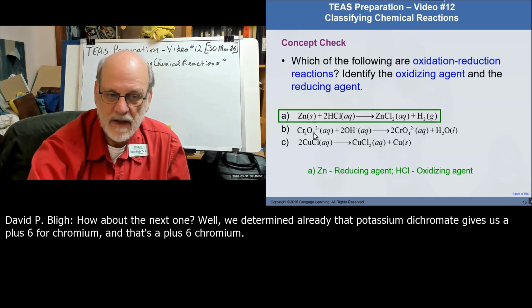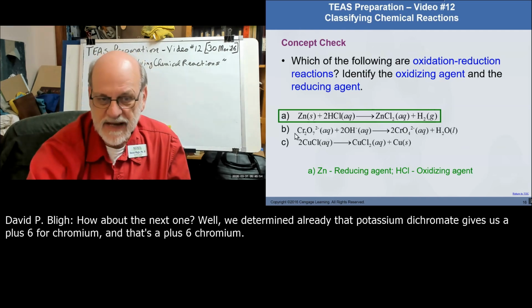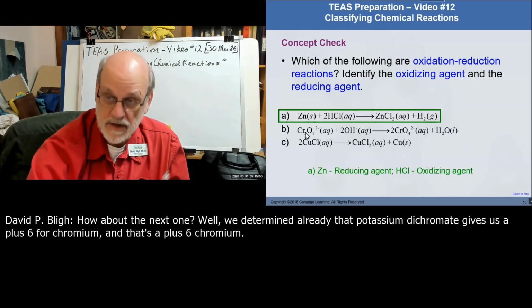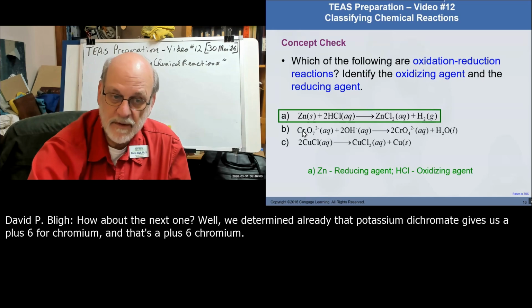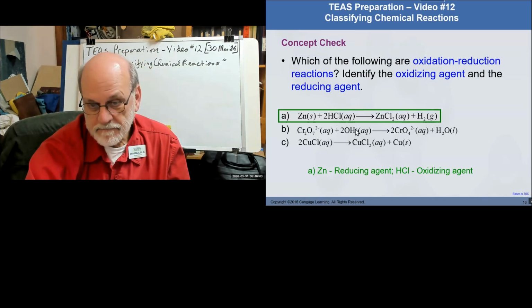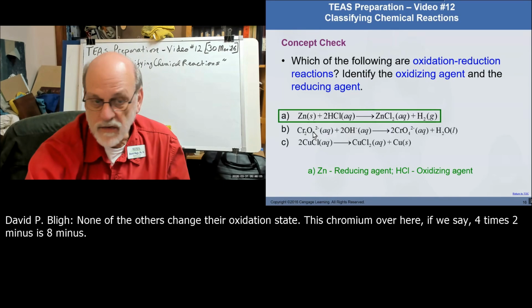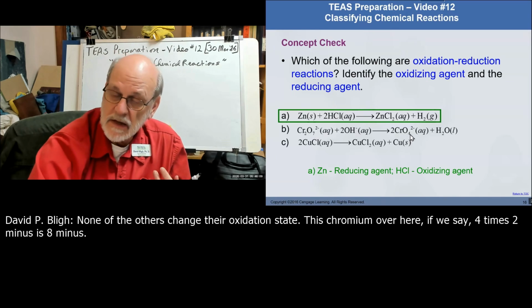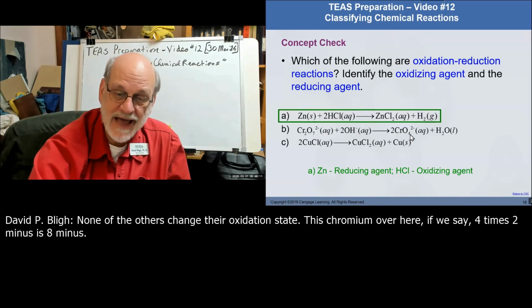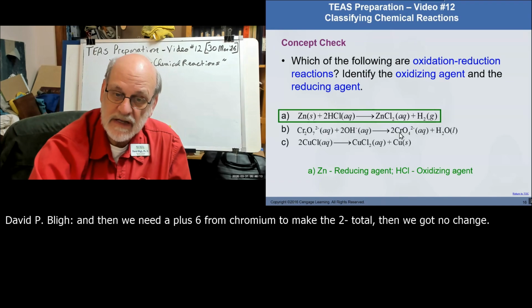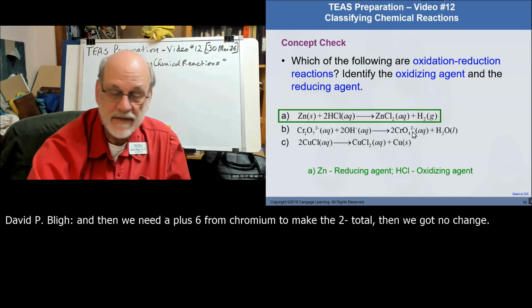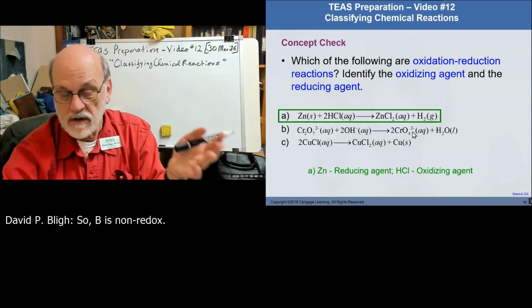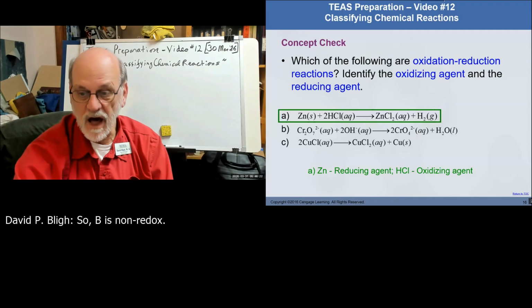How about the next one? Well, we determined already that potassium dichromate gives us a +6 for chromium, and that's a +6 chromium. None of the others change their oxidation state. This chromium over here, if we say 4 times 2 minus is 8 minus, and then we need a +6 from chromium to make the 2 minus total, then we get no change. So B is non-redox.